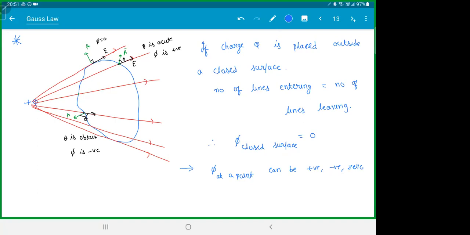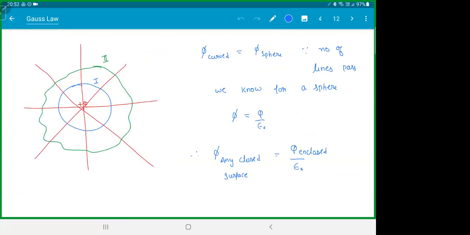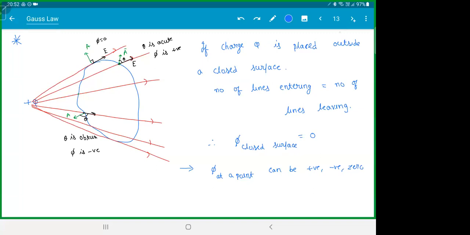So what happens in the exam, they'll say a charge Q is placed outside, find the flux at a point. Everyone remembers this statement: sir told if the charge is outside, flux is zero. If the charge is outside, total flux is zero. Flux at a point is not zero. At every point there's a flux, which is positive or negative. The total sum is zero. So two important things: if the charge is inside, flux is Q by epsilon. If it's outside, total flux is zero, but flux at a point can be positive, negative, or zero. Please check.